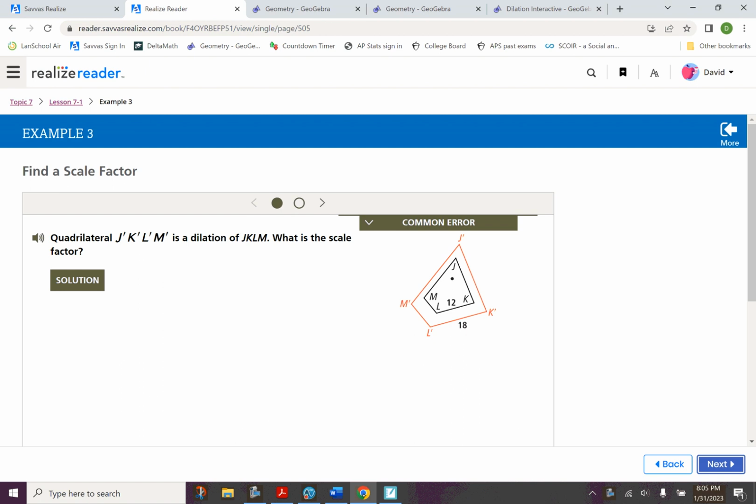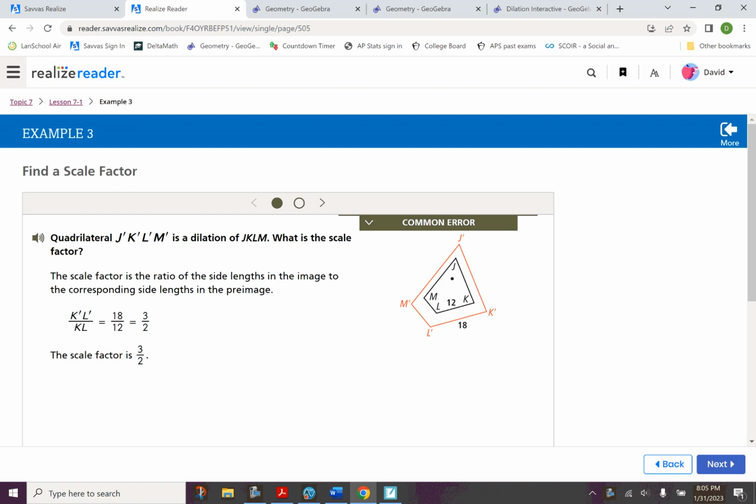Example 3, well, the only tricky thing here is direction. Quadrilateral J prime, K prime, L prime, M prime is a dilation of JKLM. What's the scale factor? So if the new one is in orange, we have to find corresponding sides. Well, the 18 matches up with the 12. Remember, the new one goes in the numerator. So we take 18 over 12, always reduce. The scale factor is 3 halves.